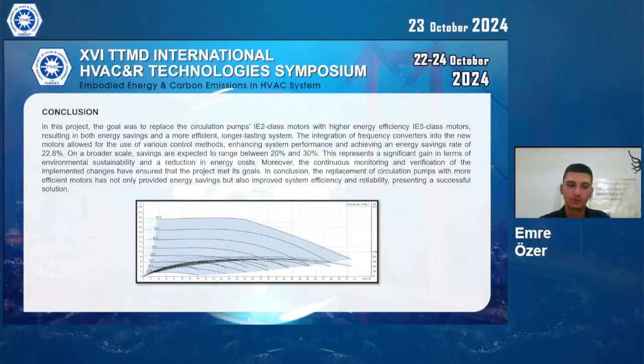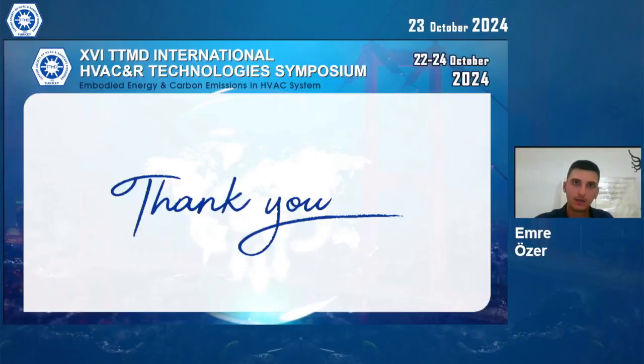Moreover, the continuous monitoring and verification of the implemented changes have ensured that the project met its goals. In conclusion, the replacement of circulation pumps with more efficient motors has not only provided energy savings, but also improved the system efficiency and reliability, presenting a successful solution, as we can say. That's all. Thank you for listening.